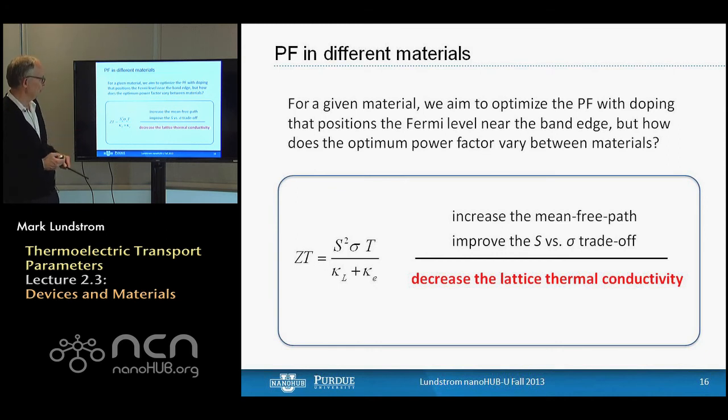Well, if we look at the numerator, we want materials that have a high mean free path, or high mobility. That gives us a high conductivity. This fundamental trade-off between the Seebeck coefficient and the conductivity depends a little bit on the details of the band structure and how the channels are distributed in energy. We might be able to play with that a little bit, and there's some interesting work going on. People are working very hard to try to improve that trade-off, and there are some materials that have a little better trade-off than other materials.